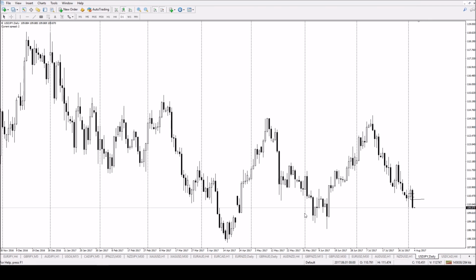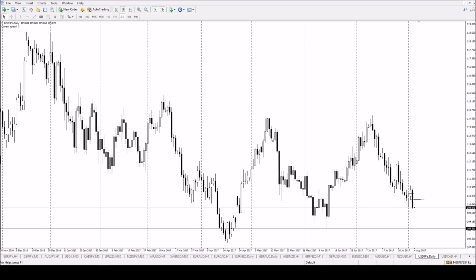But I know where it wants to go, and in the session time tomorrow, London or New York, I'd look for a setup and I'll look to get on a later entry. I know where it wants to go. 108.80 is the next target, 108.10, and then 107.50. Is that clear with the dollar yen?